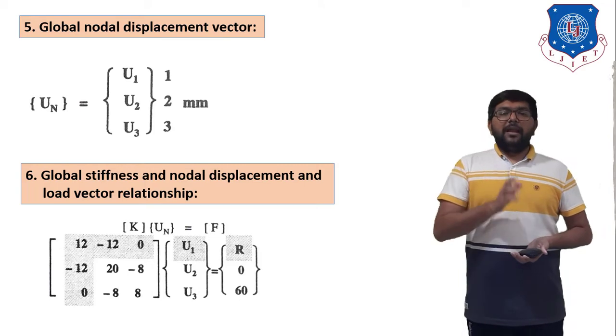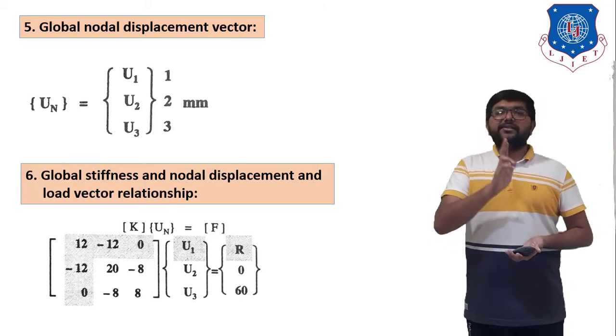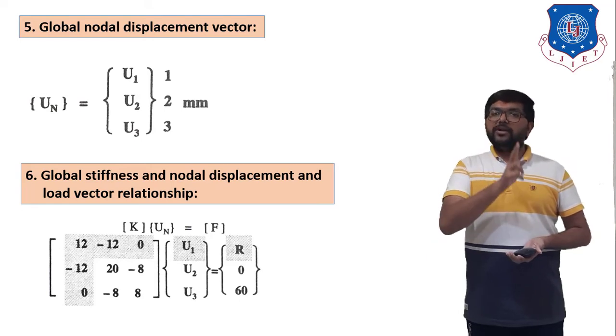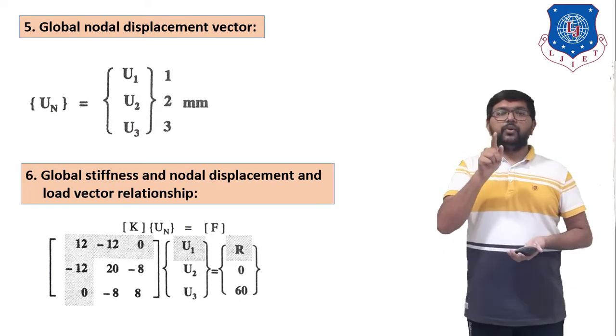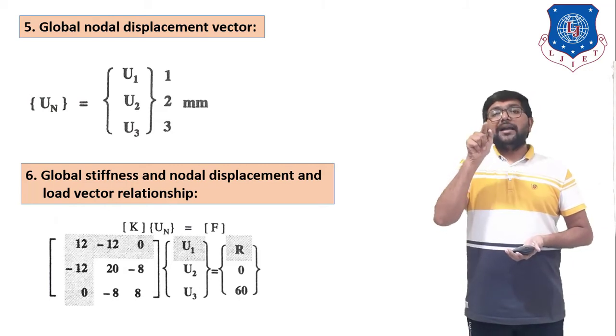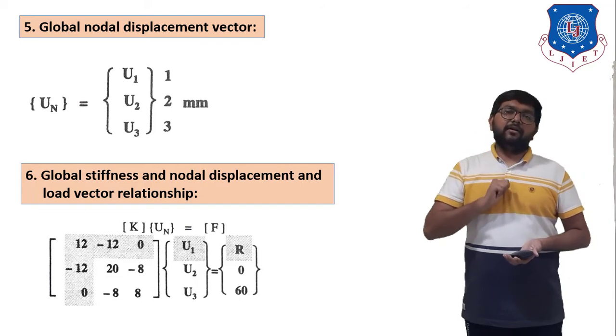So 12, minus 12, 0; minus 12, 20, minus 8; 0, minus 8, 8. That is the global stiffness matrix. U, that means displacement, so u1, u2, u3 is equal to R, 0, 60, that is the load vector. We already derived all these three values.